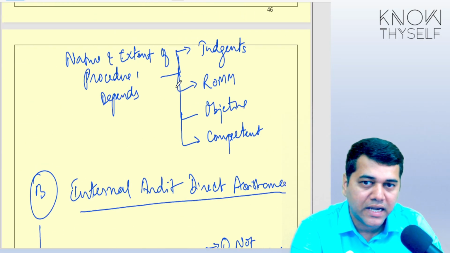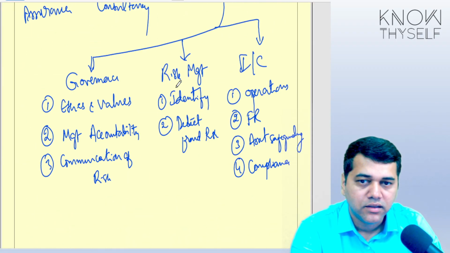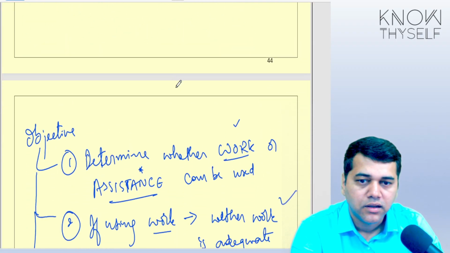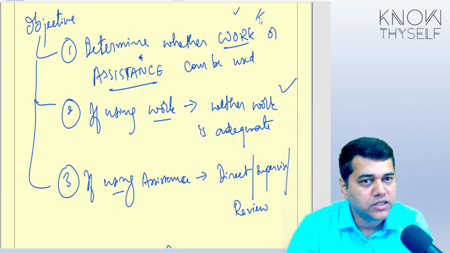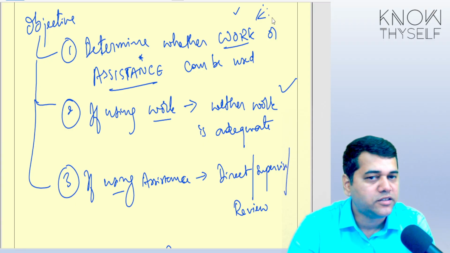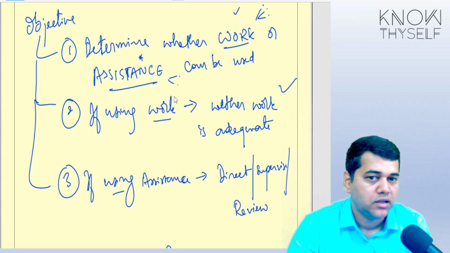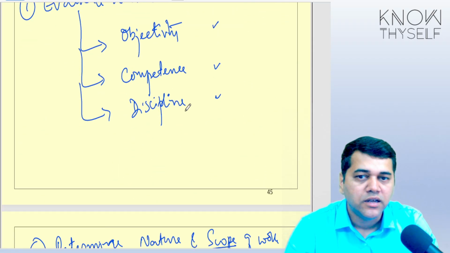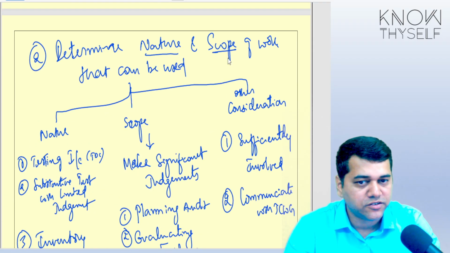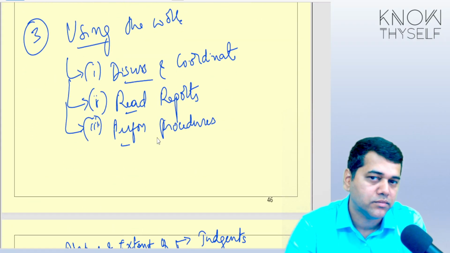If I take you back, see here, determining whether the work can be used. We have got three: objectivity, integrity, competency, disciplined approach. Assistance can be used, prohibition by law, threat. If using, whether the work is adequate, for this we determine the nature and scope to be used, and then using the work: discuss, read, perform.